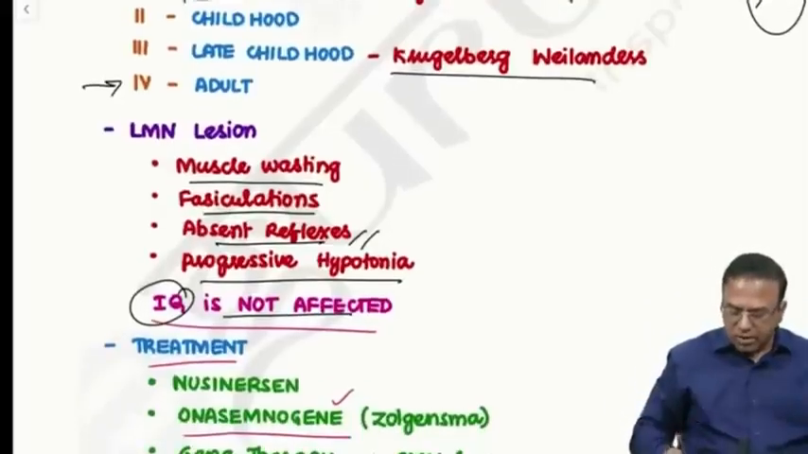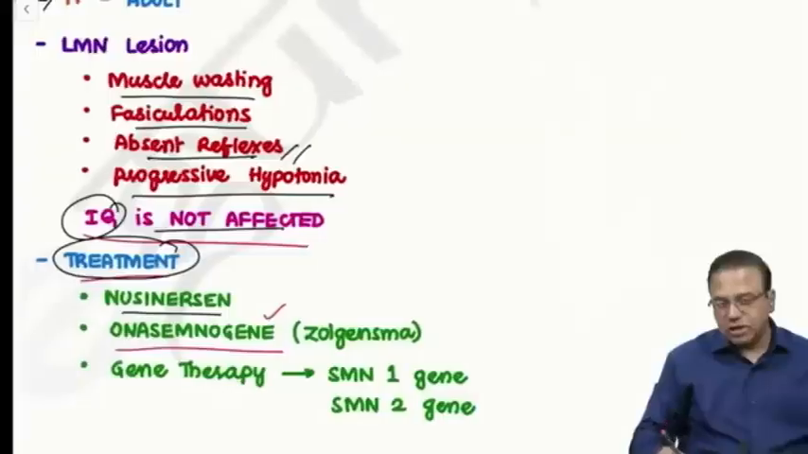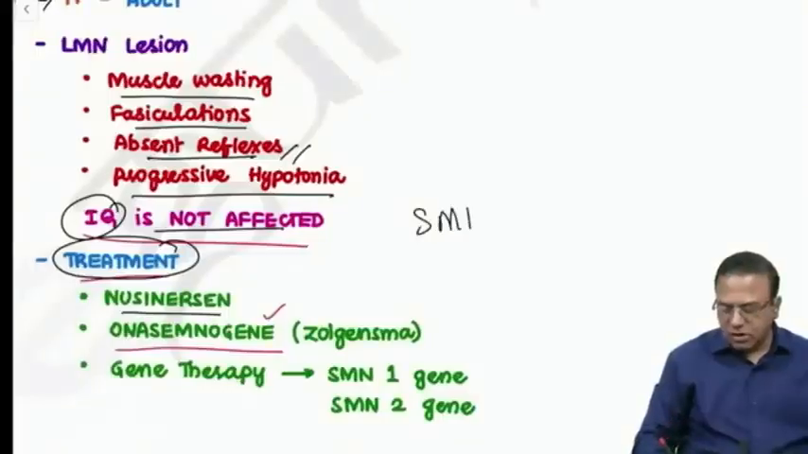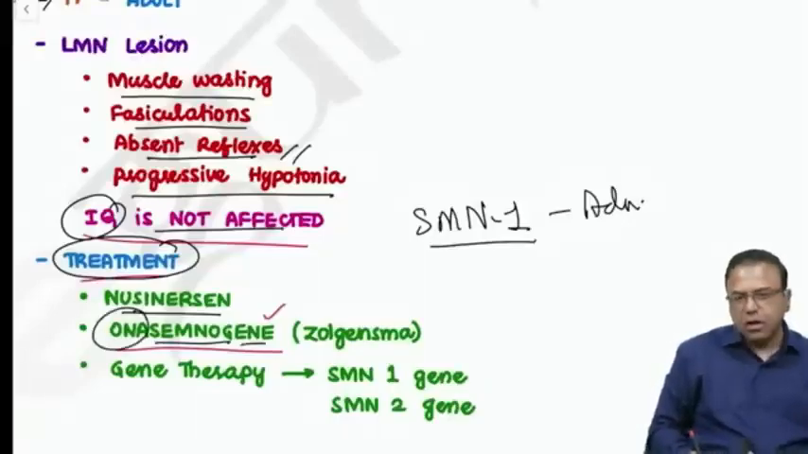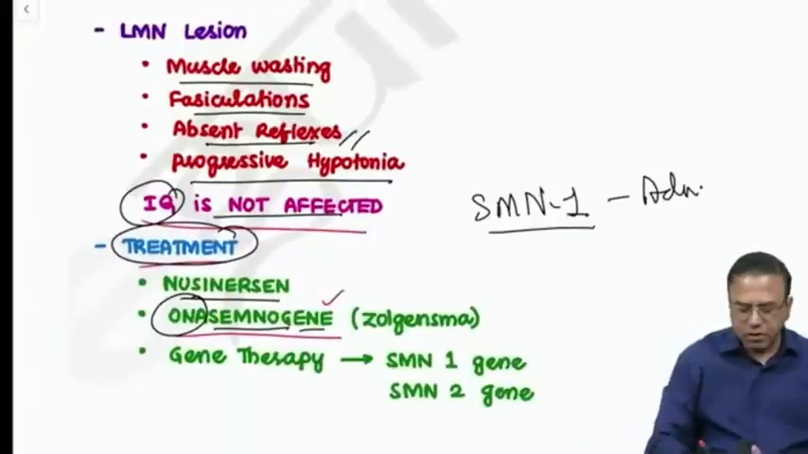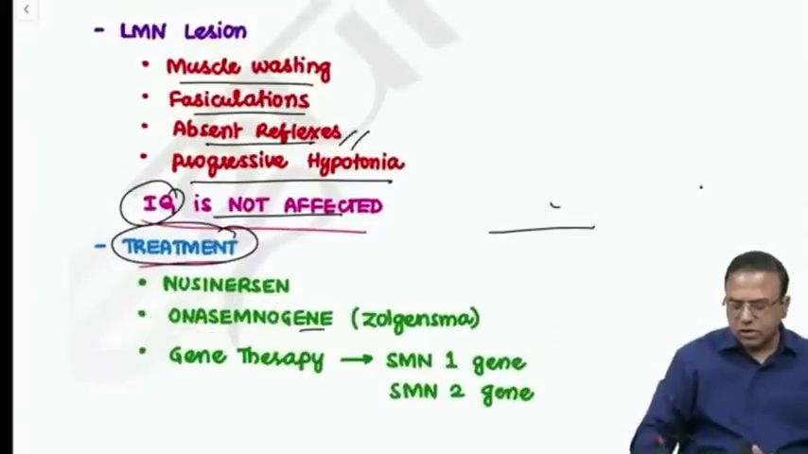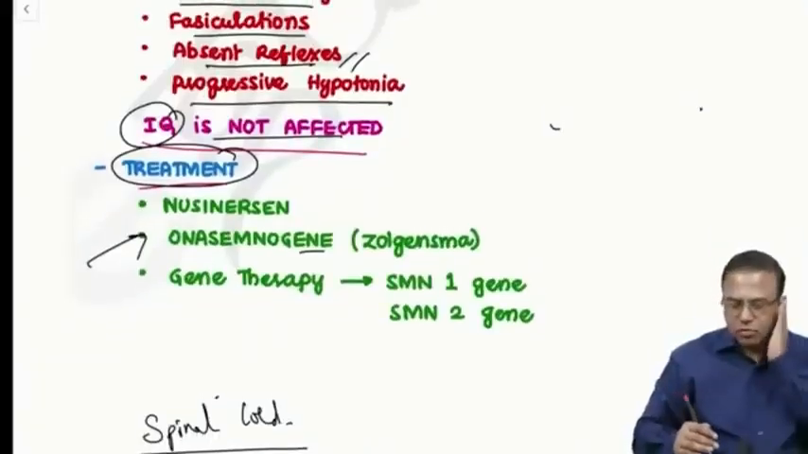So in these children, the treatment that we have now is gene therapy, and this SMN1 gene is successfully given now using the adenovirus vector, and this SMN1 is called Onasemnogene. It's marketed by Novartis and it comes as Zolgensma. It's the most expensive treatment in the world, costing around 14 to 16 crores per injection. Okay, it's under patent, so once the patent goes, obviously the drug becomes affordable.